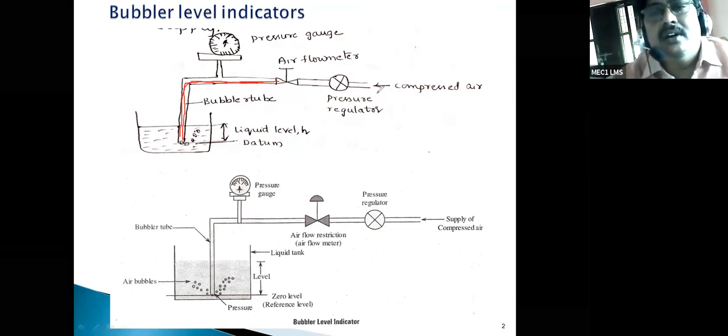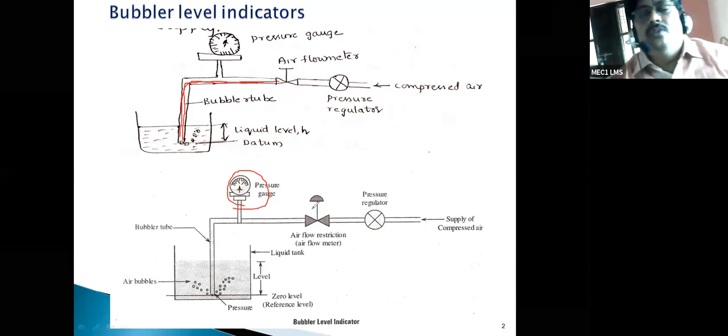So here, for example, if you observe clearly, another pressure gauge is arranged at the top, at the bubbler tube. We are arranging a pressure gauge. See here, these two figures are the same. There is no difference.